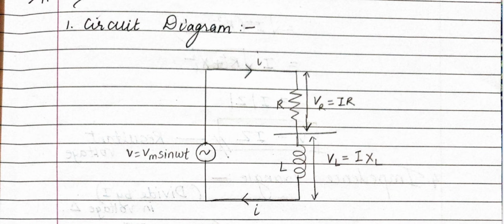So just remember, in the case of inductance, you have to use I into XL, and in the case of capacitance, you have to use I into XC, that is capacitive reactance. I hope you understand. So this is nothing but the circuit diagram. I hope you are very clear with it. Okay, so this is the first part which we have covered, the series RL circuit.